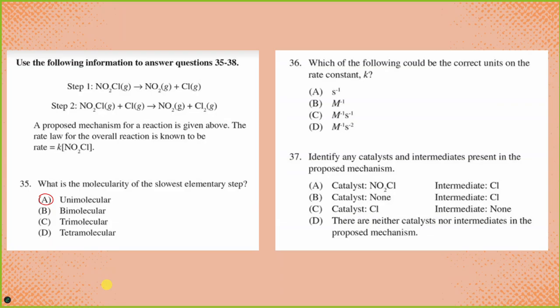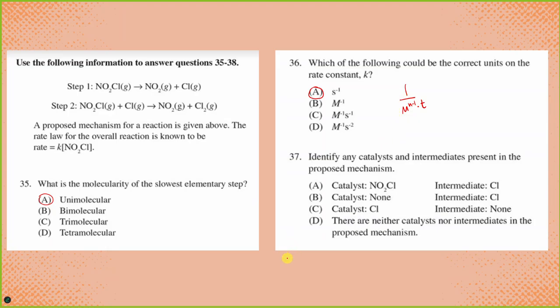Number 36, still referring to the first part: which of the following would be the correct units for the rate constant? Since it is first order, the only one it can be is the 1 over time one. For those of you who weren't here, I put this up at the beginning: it's molarity to the n minus 1, overall, times the time. So if it's 1 minus 1, the M goes away.